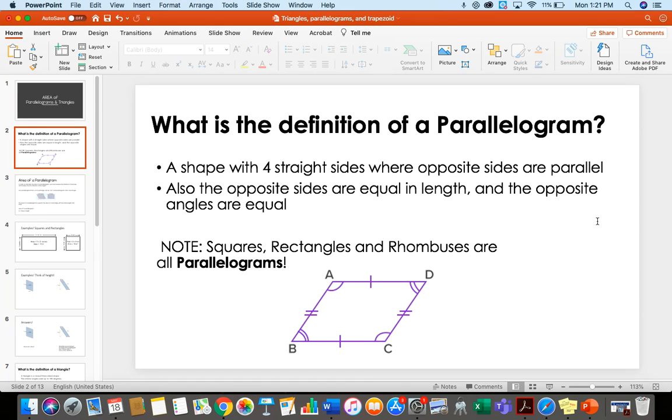Also, opposite sides are equal in length and the opposite angles are equal. So as you can see, angle A is the same as angle C, and angle B is the same as angle D. So please note, squares, rectangles, and rhombuses are all examples of parallelograms.